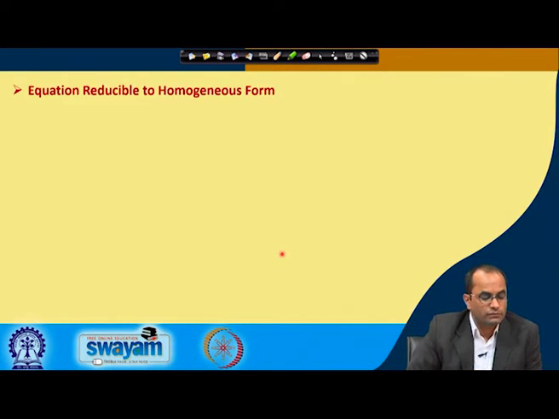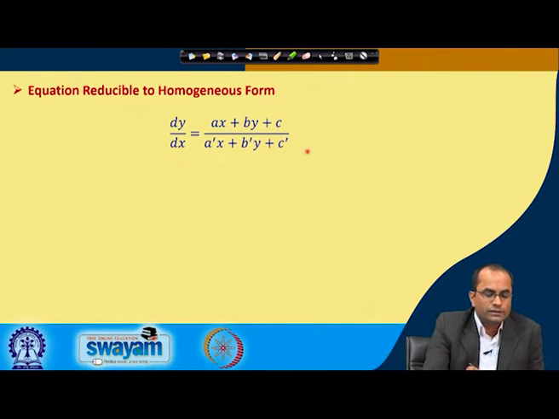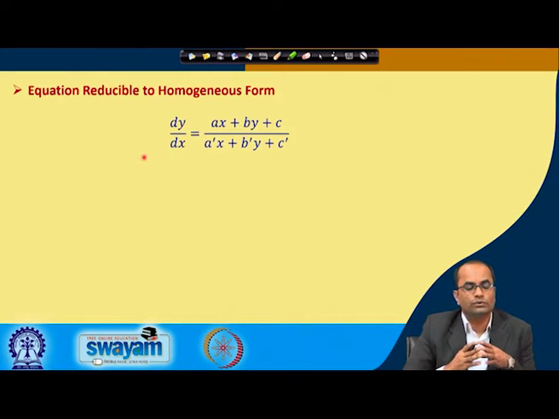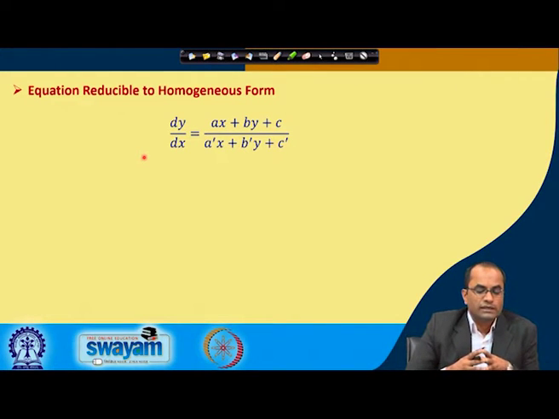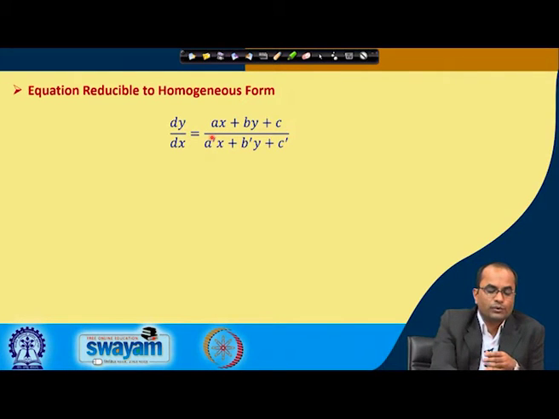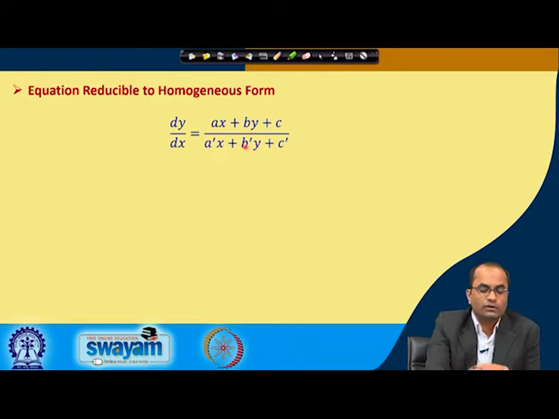Now, the last one for this lecture: the equations which can be reduced to the homogeneous form. Again, the given equation may not be in the homogeneous form directly, but by doing some substitution we can reduce it to the homogeneous form. And this is exactly the equation we are talking about: dy over dx is equal to ax plus by plus c divided by a prime x plus b prime y plus c prime. Here a prime is just the new name of a constant, it is not the derivative naturally, and b prime and c prime are other names for the constants.